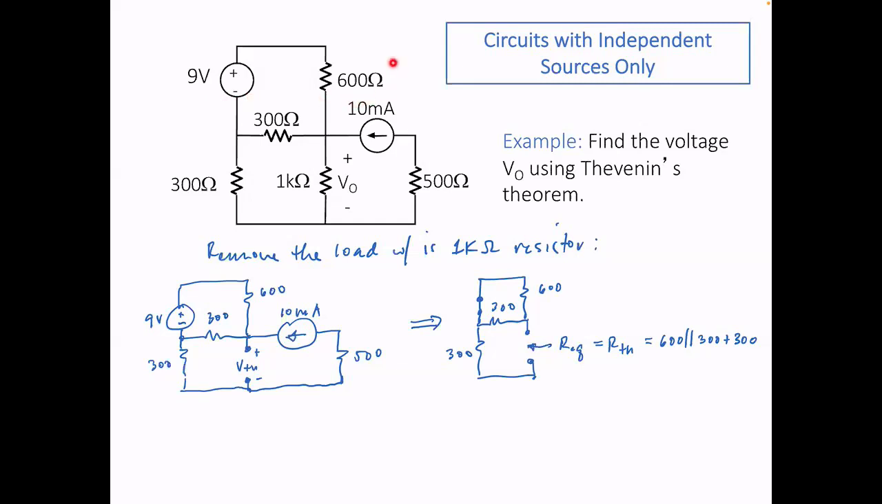Itong 9 volts in series with 600 ohms, I can convert that to a current source using voltage source current source conversion. Right? So if I do that, what am I going to get? Again, ito yung 9 volts. Ito yung 600 ohms. Just draw it very quickly. VTH.